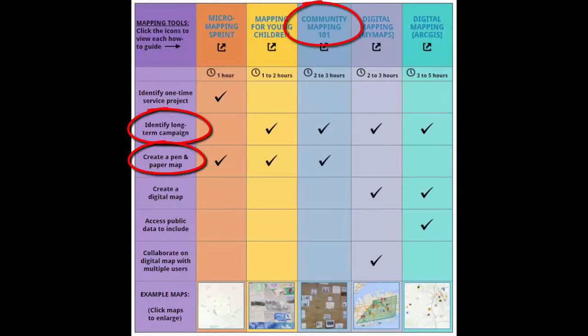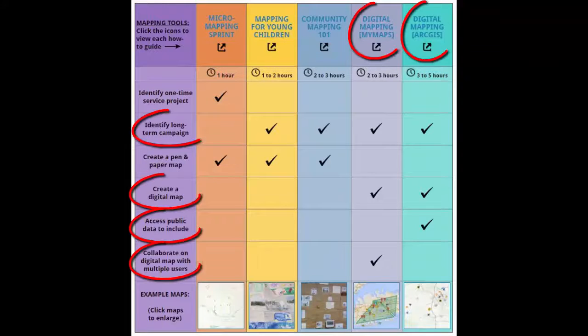Community Mapping 101 is the first tool that we will explore during the course. This is a pen and paper map to identify a long-term service campaign. The other tool we will practice this week is digital mapping. It can be used on its own to identify a long-term service campaign, or it can be used after Community Mapping 101 to turn your pen and paper map into a digital one.